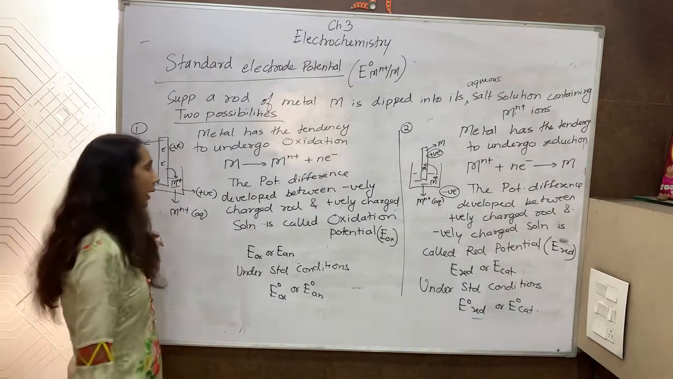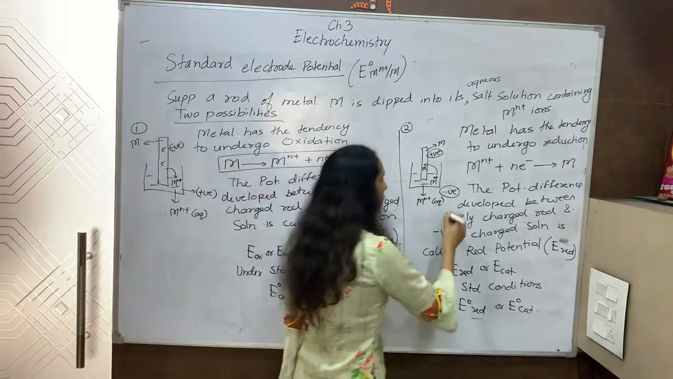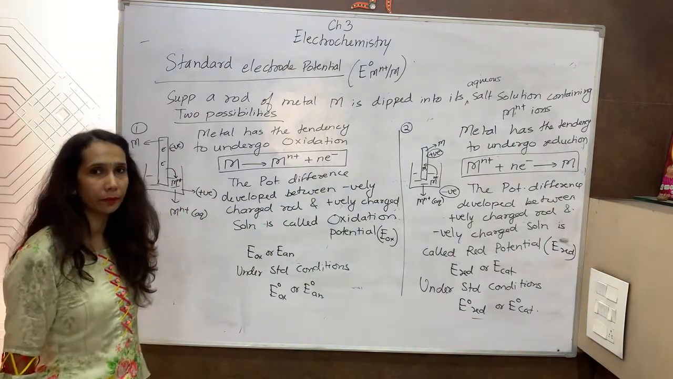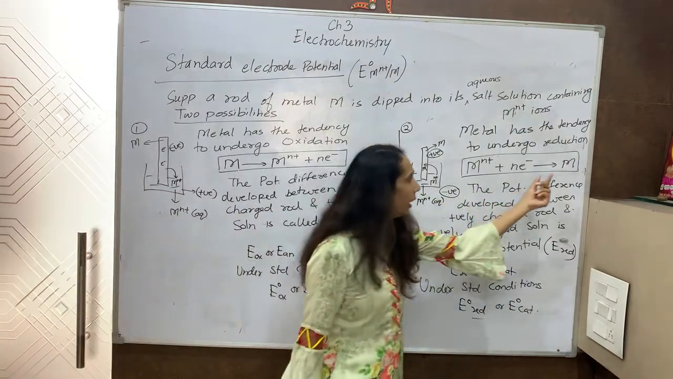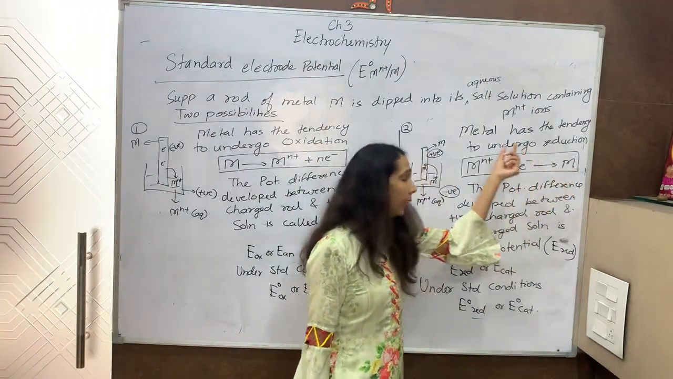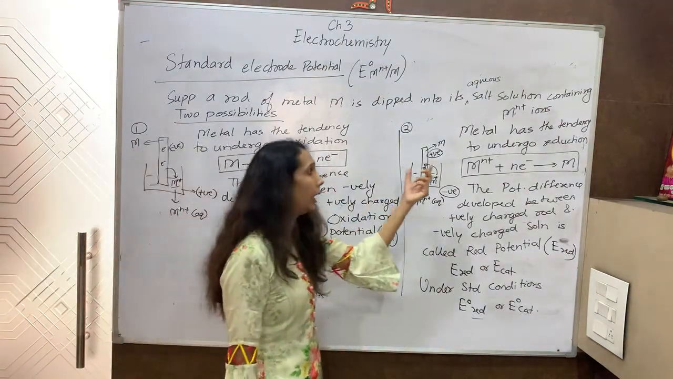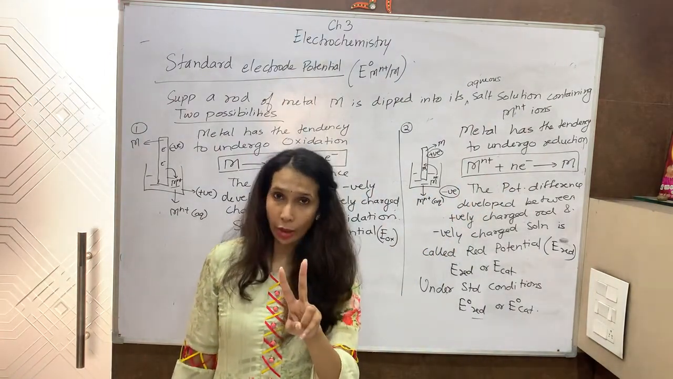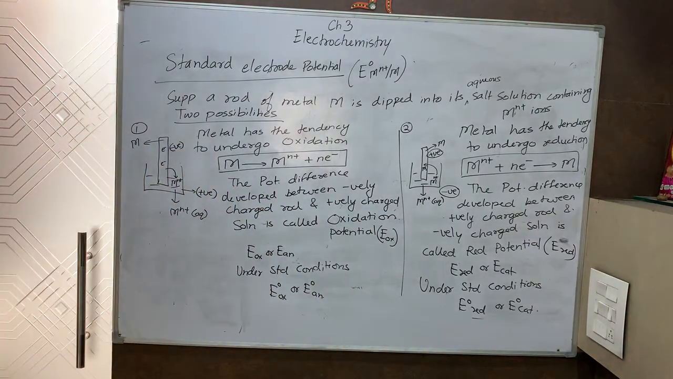Now see one important thing. If you notice this reaction, this is the oxidation reaction, and this is the reduction reaction. Can you see the relationship between these two reactions? Here M is the reactant; here M is the product. Here M n positive plus n electrons are the product; here M n positive and n electrons are the reactant. The two reactions are reverse of each other. You can clearly see it.